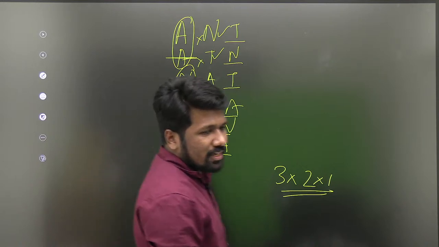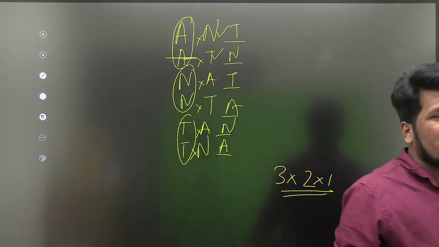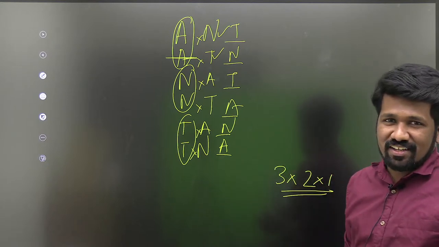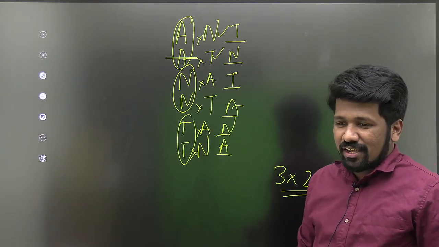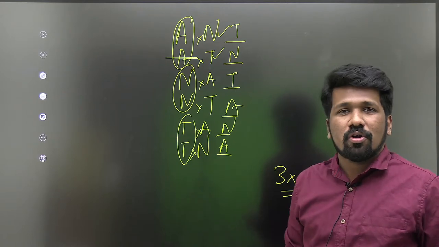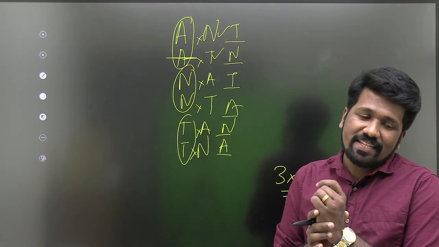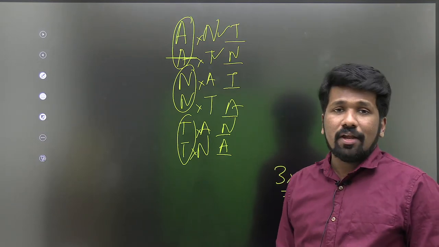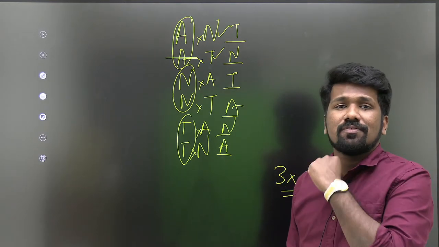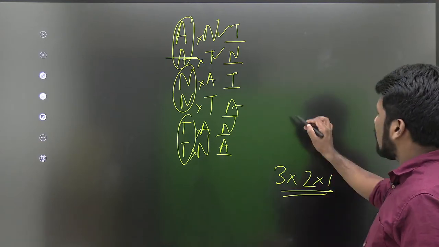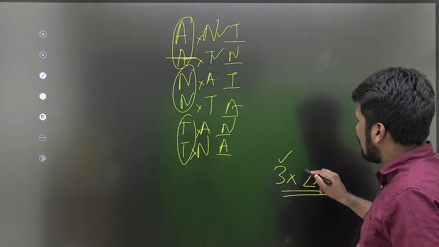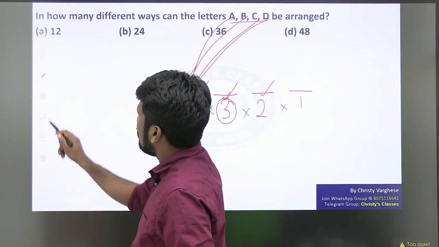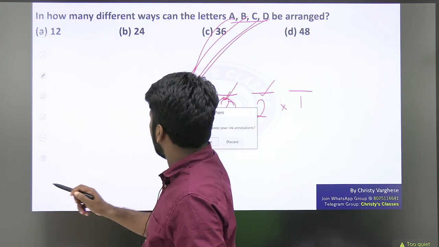Many people, I know, just learn by heart n factorial for this question, n factorial by r factorial for that question. Yes, if you are going for just 10 minutes, learning a whole topic, maybe you have to learn many things by heart like that. But I will suggest you try to get the concept clear. Then you can do any variations of this very easily. So did you all understand why we are multiplying 3 into 2 into 1?